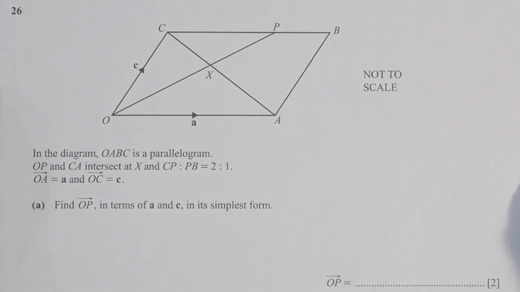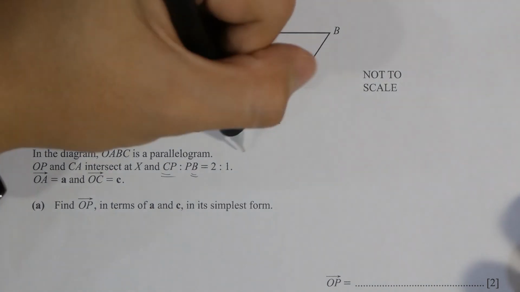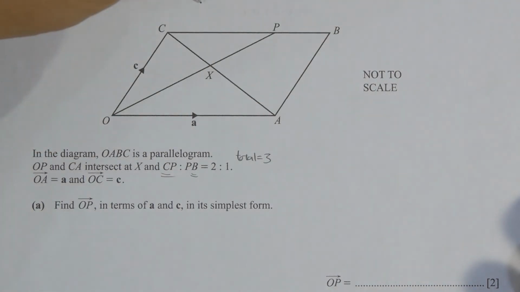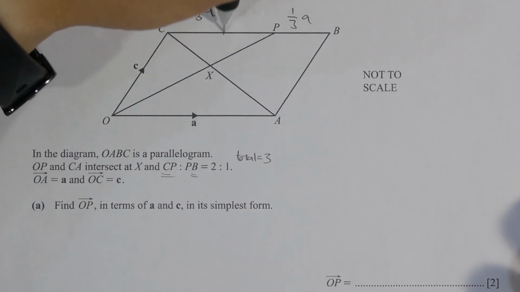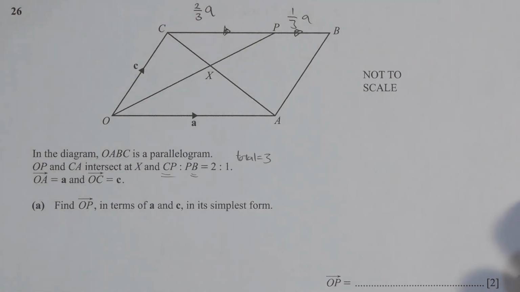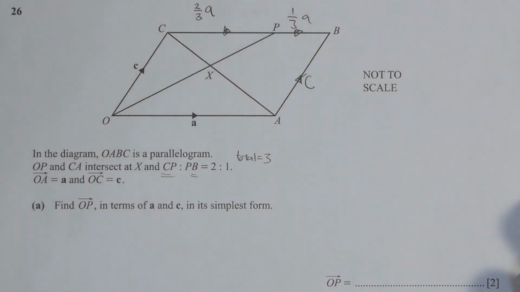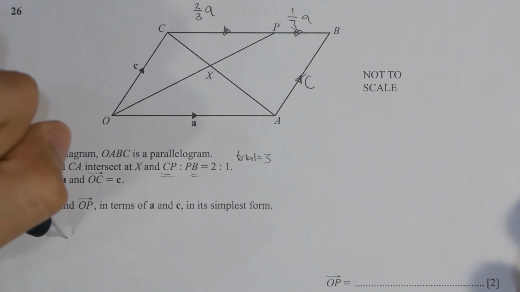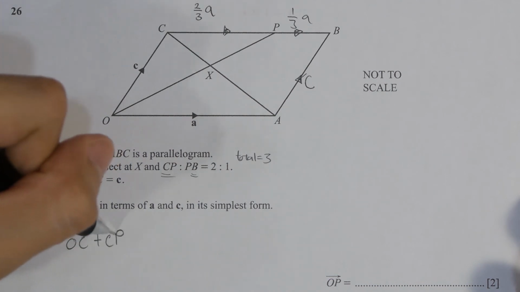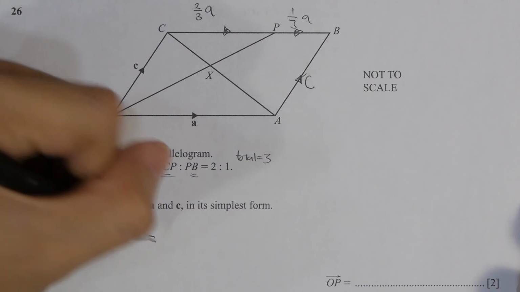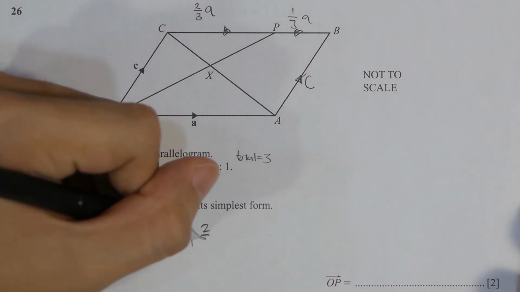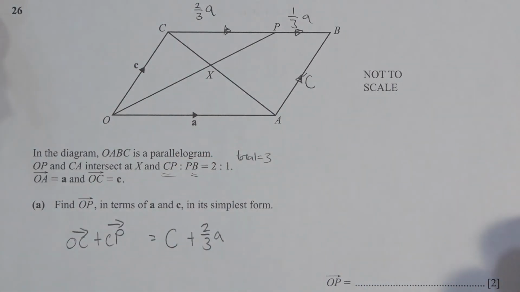And for the last question, part A, find OP in terms of AC. OP is OC plus CP, so it is C plus 2 over 3A. So why is it 2 over 3A? Because the total here is 3 and CP is 2 out of it. So 2 over 3A for CP, and PB will be 1 over 3A.